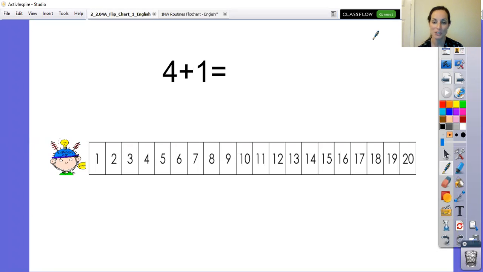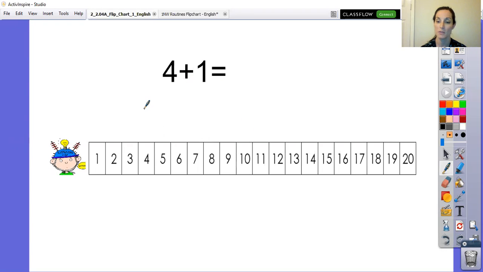Our first strategy we're going to learn about is counting on with a number path. Here is our number path. As you can see, he has a thinking cap on, so we can visualize our number path in our head if we need to. But I want you to use the number path that you have been given, and you can use your finger to move along so you can keep track. Here is our equation: 4 plus 1 equals.